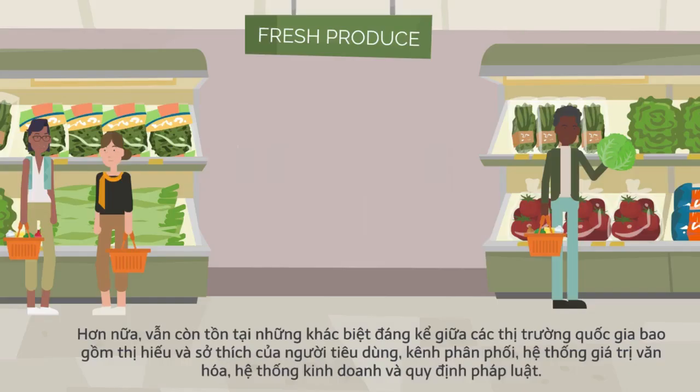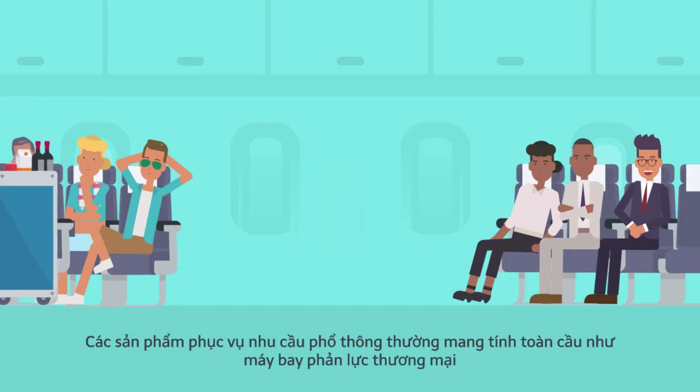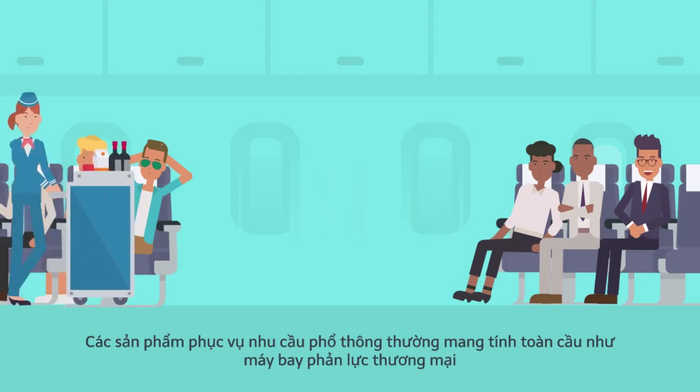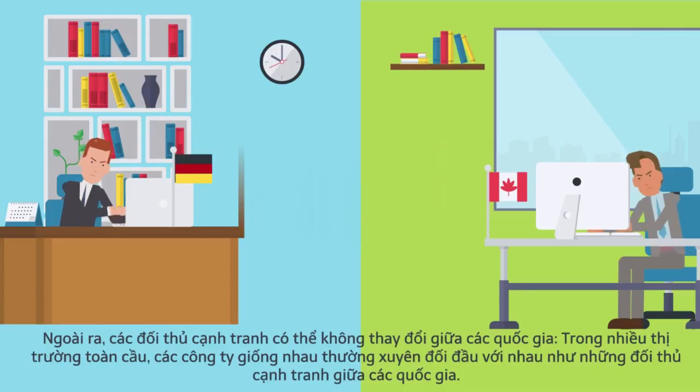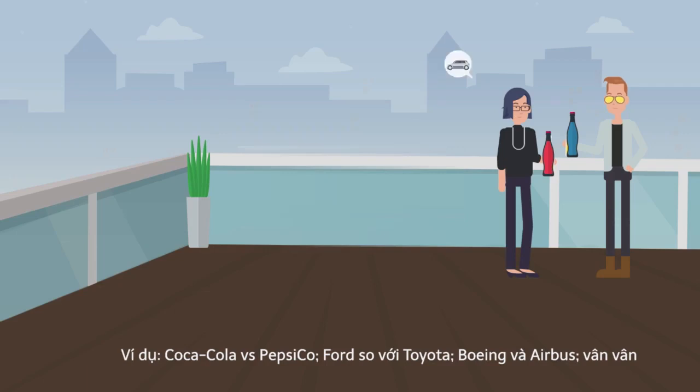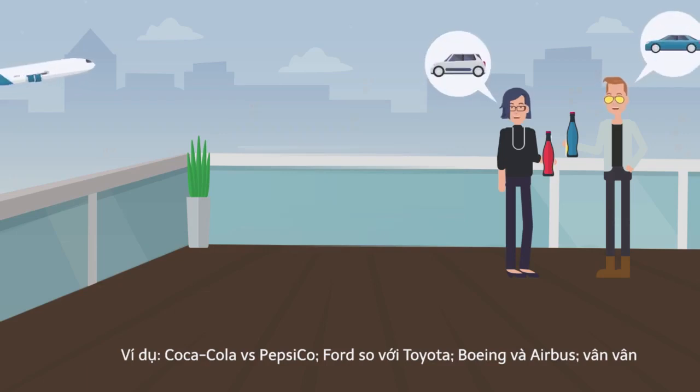Furthermore, there are still significant differences between national markets, including consumer tastes and preferences, distribution channels, culturally embedded value systems, business systems, and legal regulations. Products that serve universal needs are often global, such as commercial jet aircraft, computer software, Apple's iPhone, and more. Additionally, competitors may not change among nations. In many global markets, the same firms frequently confront each other as competitors in nation after nation. For example, Coca-Cola versus PepsiCo, Ford versus Toyota, Boeing versus Airbus, and more.